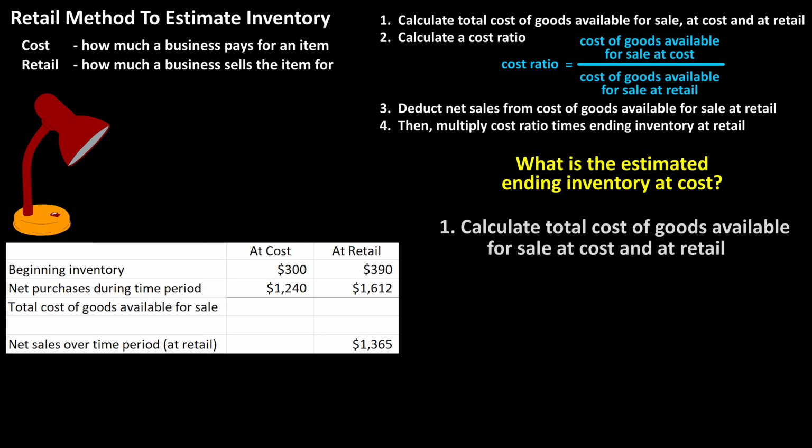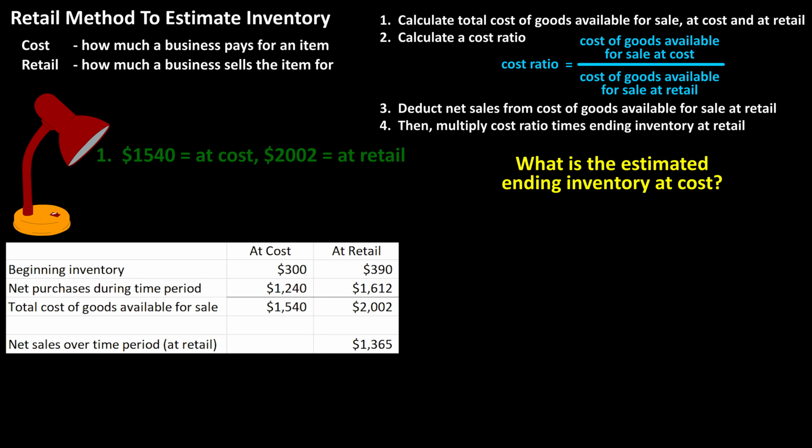Step 1 is to calculate the total cost of goods available for sale at cost and at retail. Starting with cost, the beginning inventory at cost was $300, and the purchases at cost were $1,240. So $300 plus $1,240 equals $1,540, and that is the cost of goods available for sale at cost. Now for retail. The beginning inventory at retail was $390, and the purchases at retail were $1,612. So $390 plus $1,612 equals $2,002, and that is the cost of goods available for sale at retail. And step 1 is complete.